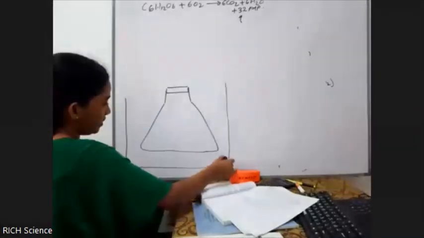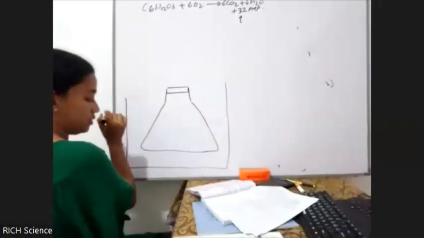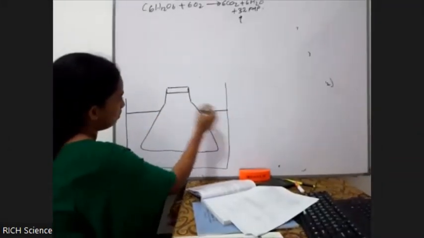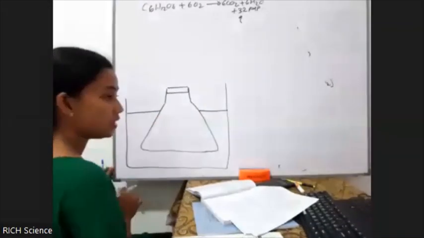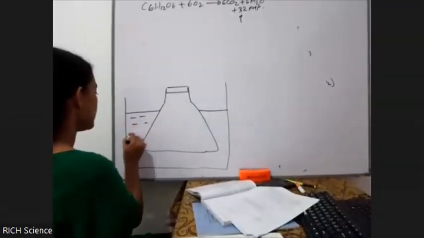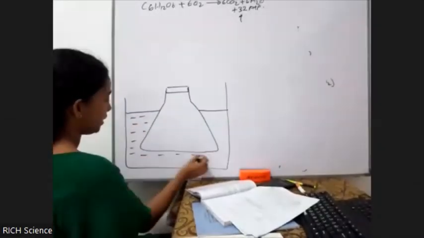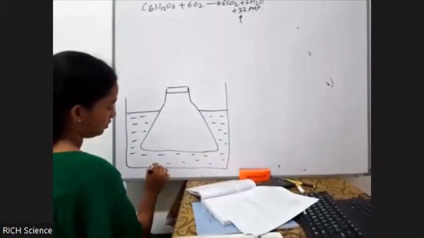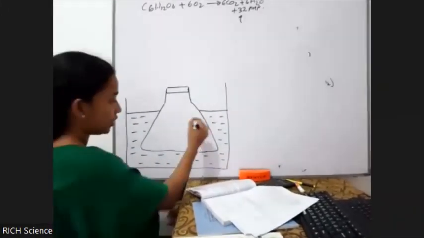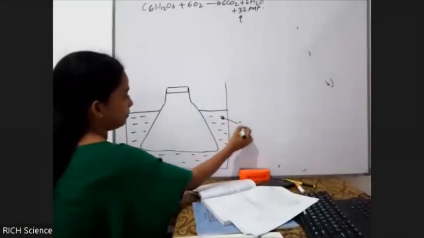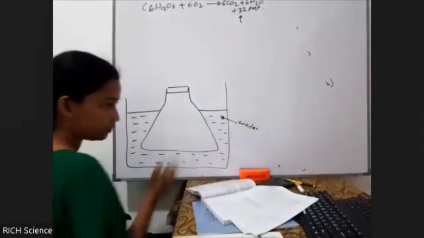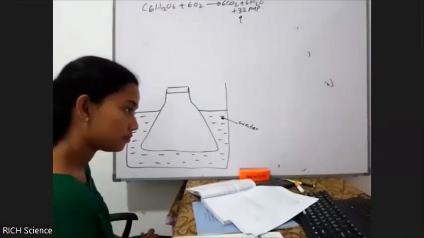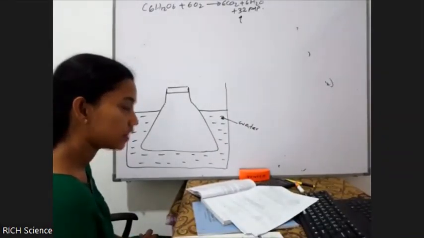The system is dipped in a water sample. Here water is water, you can see water. Why do we fill water in this beaker? To maintain constant temperature. Yes, very good.